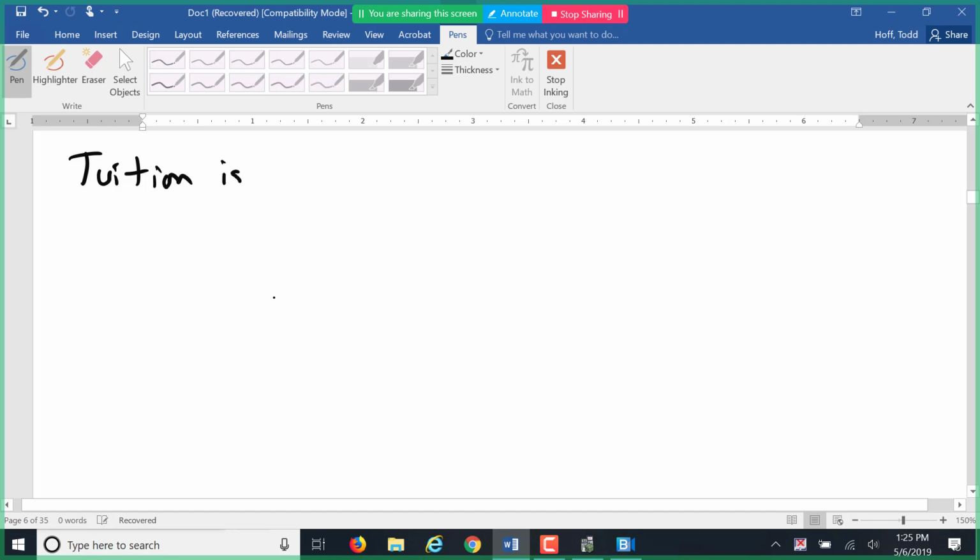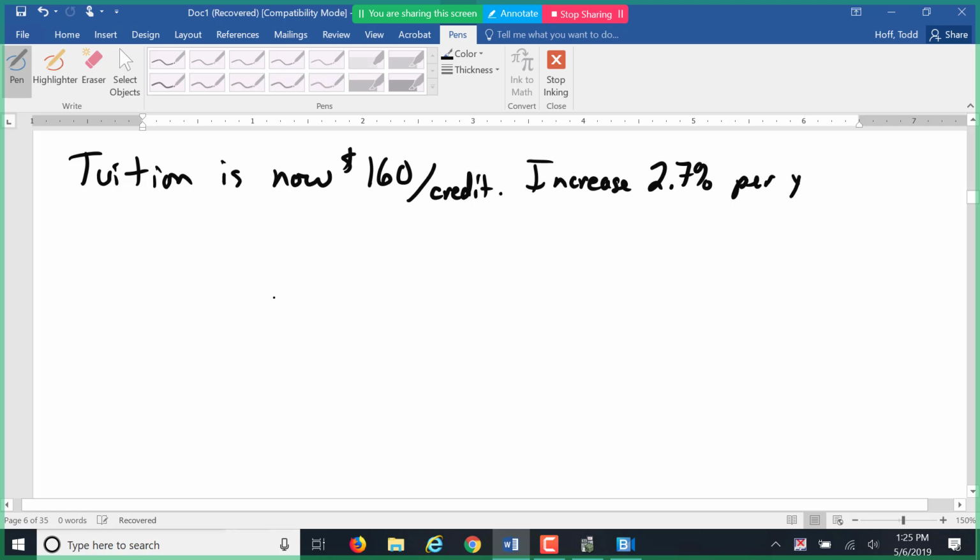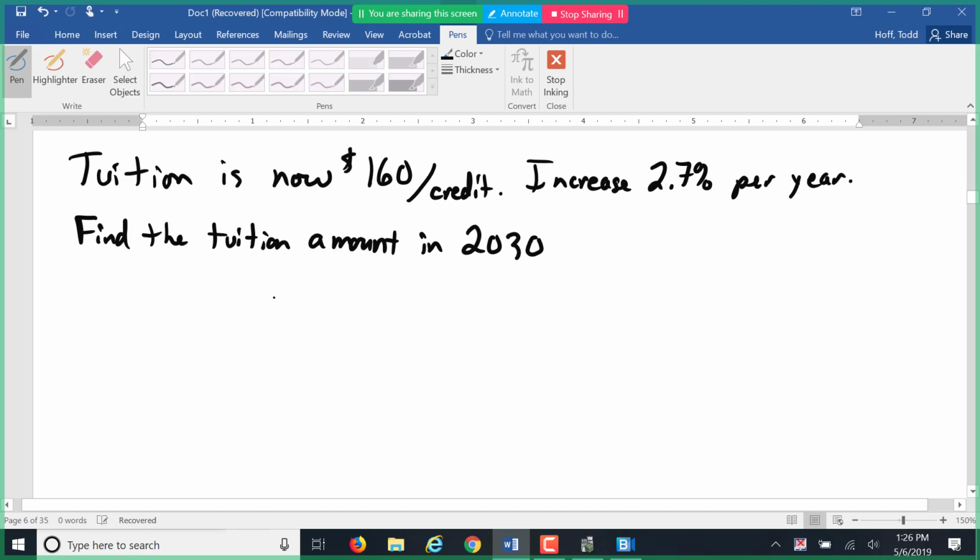Let's say tuition is now $160 per credit. If it increases 2.7% per year. Find the tuition amount in 2030.